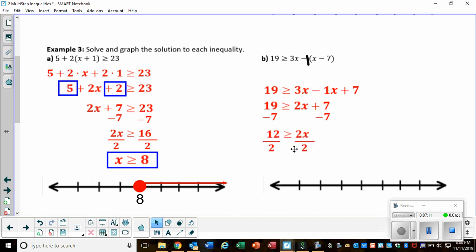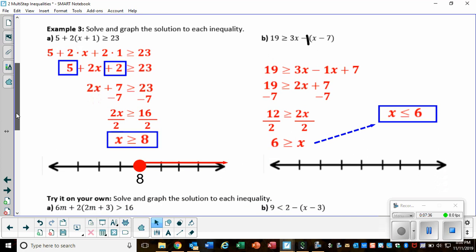Divide both sides by 2, and I get 6 is greater than or equal to x. But we want to have the x on the other side. So if you didn't already flip it, we're going to flip it again. The open side of this is facing the 6, so when I flip it, I want to make sure the open side is still facing the 6. So that is my final answer.